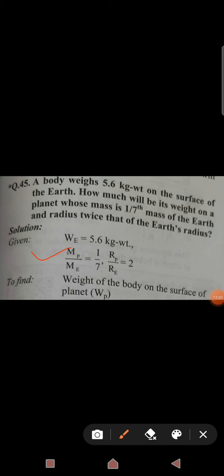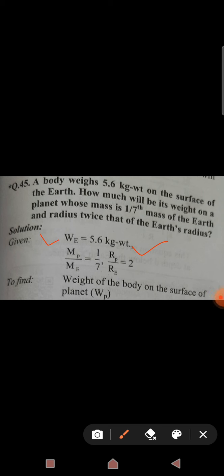Now what does the second condition say? That the radius is twice that of the earth's radius. So here also we can write that Rp, radius of planet, is equal to twice the radius of the earth, Re. So Rp upon Re is equal to 2. Radius of planet to the radius of earth is equal to 2, that is the ratio we can write here. So this is the totally given information.